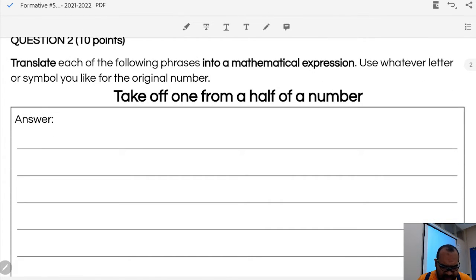Translate each of the following phrases into a mathematical expression. Use whatever letter or symbol you like for the original number. The phrase here is: take off 1 from a half of a number. Guys, taking off, take off. What does it mean? Subtraction. We know this already. Taking off who from who? I am taking off 1 from half a number. Half a number is something divided by 2, which is x divided by 2. I am taking off from this.